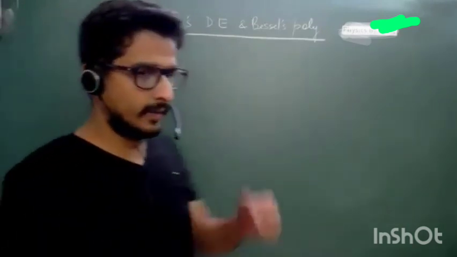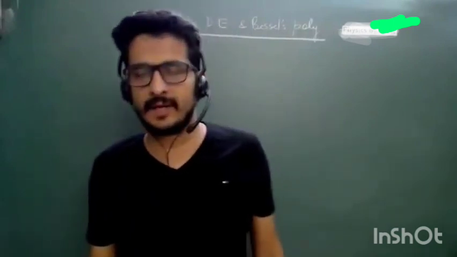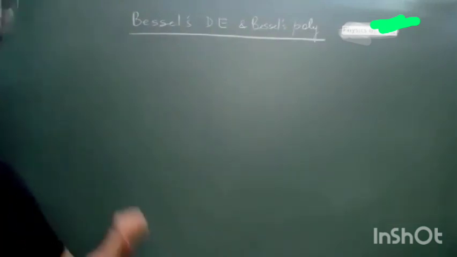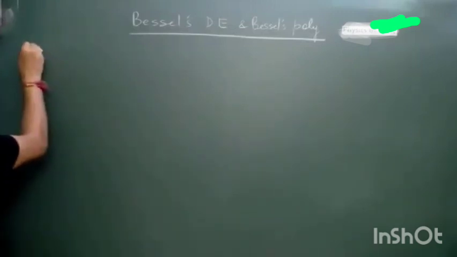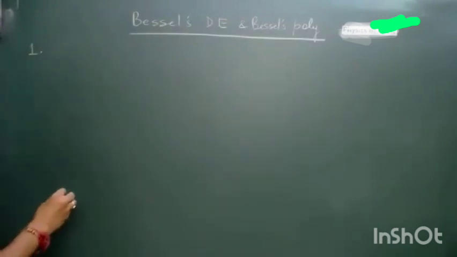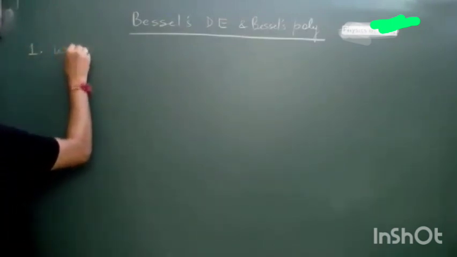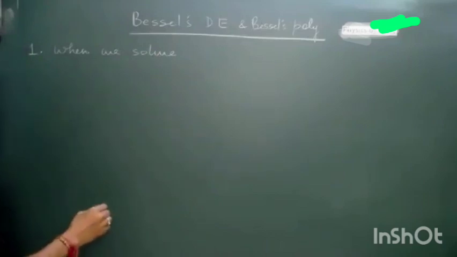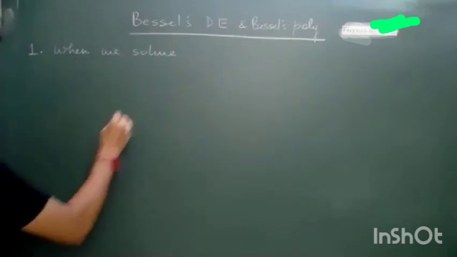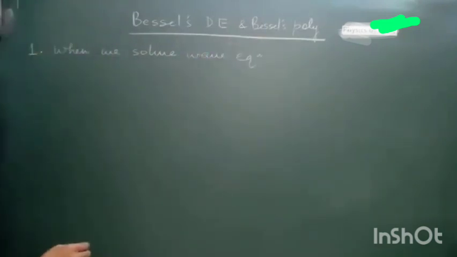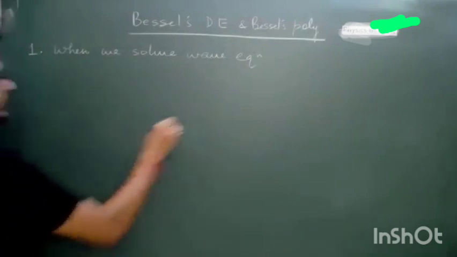So like I gave you the introduction in the case of Legendre polynomial, let me tell you where it appears. Let us write that so that you will know the importance of this equation. So where it appears, let me write here. The first point is when we solve wave equation, so what is wave equation?